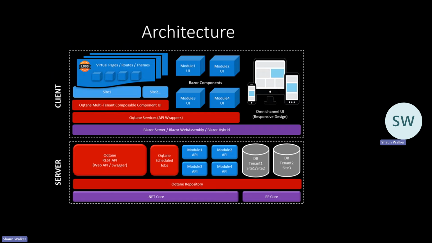And in fact, it also supports static server-side Blazor. So all of the different flavors of Blazor are supported. It has a service layer, which are basically wrappers which allow you to call the APIs on the server much more simply. It has a composable component UI, meaning that you can define as many pages as you want in your site using configuration. And then the various modules that are part of those pages are also part of the configuration. And at runtime, it'll compose the page for you dynamically based on what your configuration says.